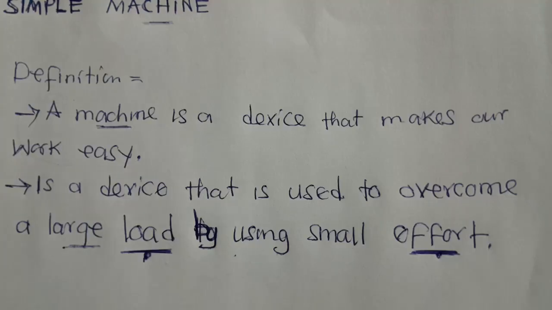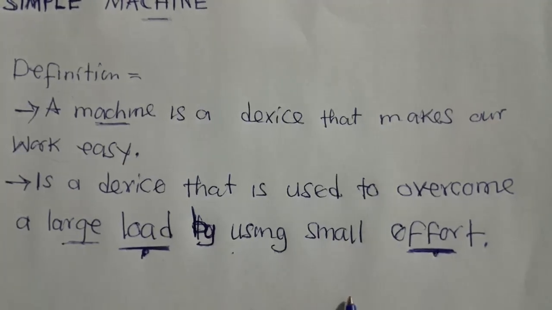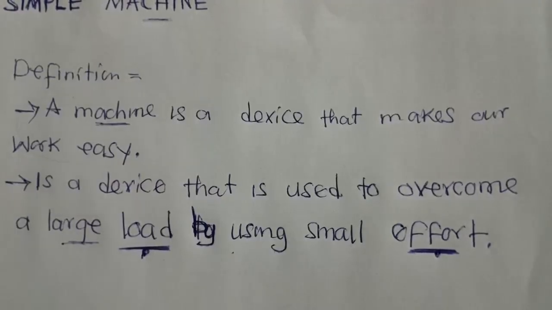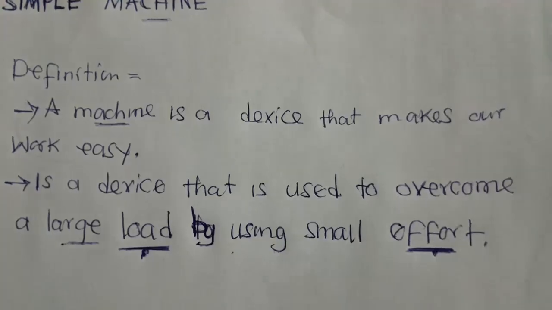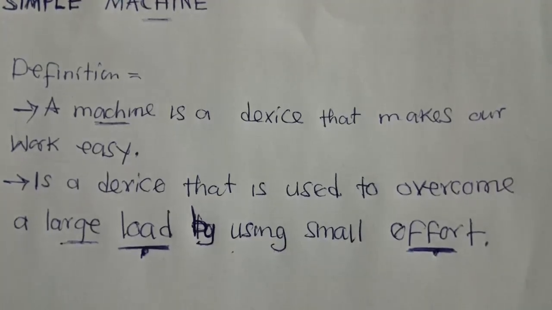This does not mean that you need to give the exact definition. No, but you need to give me a definition which you have understood from the definition that I've given you. But the key words that should be there are load and effort. These are two words that should not miss in your definition. So you can just say a machine is used to overcome a big load by using small amount of effort, or by applying small amount of effort.